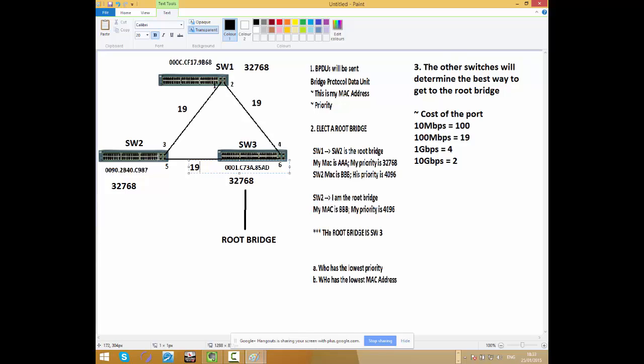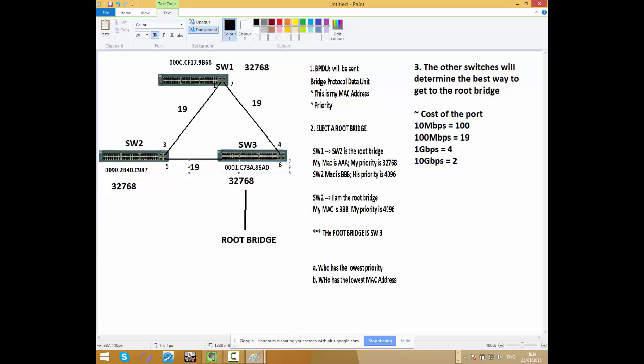So switch 2 will go, okay, what's the best path for me to get to the root bridge? If I go via port 5, it will only cost me 19. If I want to go via port 3, it will cost me 19 here, then 19 here. So that means it's going to cost me 38. Therefore, the best path for me is port 5. In other words, port 2 and port 5 won't be blocking because this is my path to the root bridge.